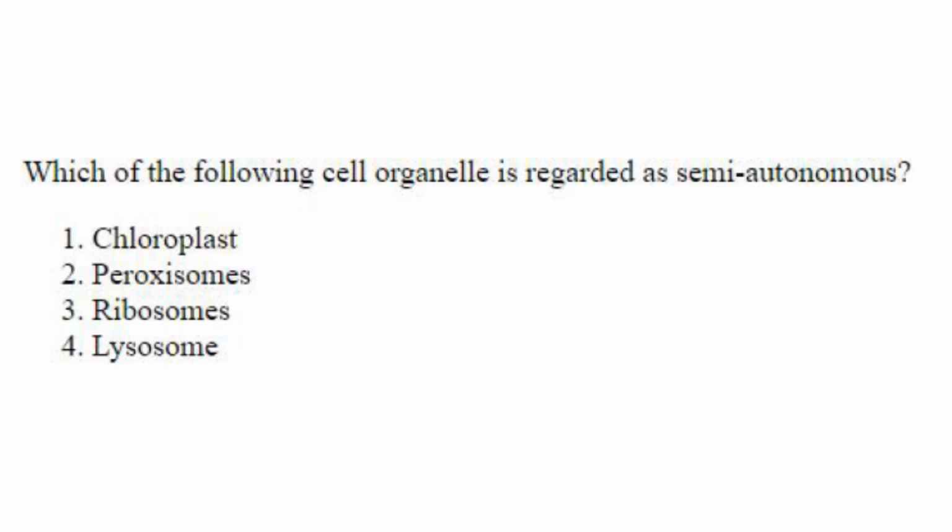Then next one, which of the following cell organelles is regarded as semi-autonomous? So it is the chloroplast because it is having its own DNA which it can replicate independently, even though it depends on the cell for a few of its functions. So chloroplast is called semi-autonomous. Even mitochondria is also regarded as semi-autonomous.